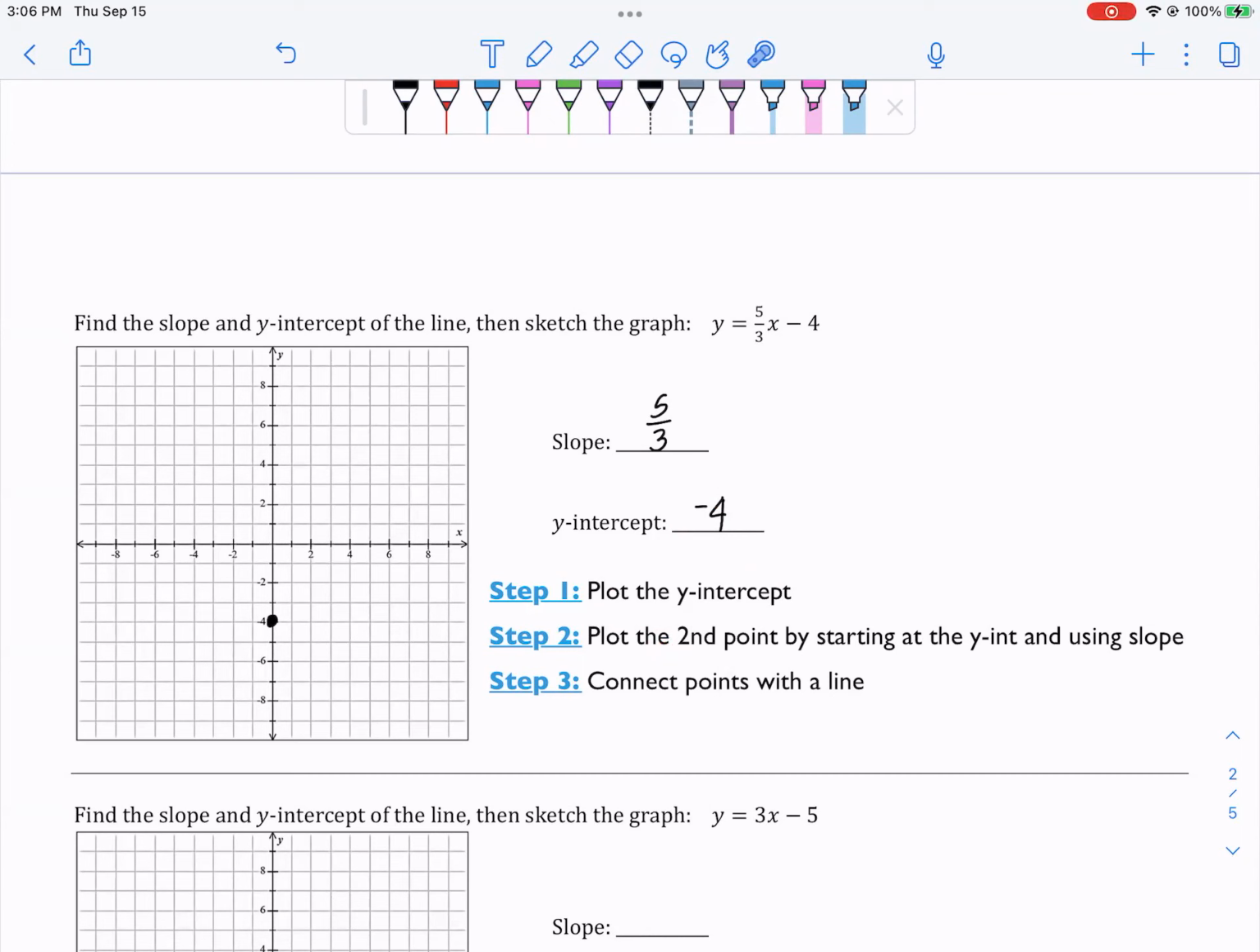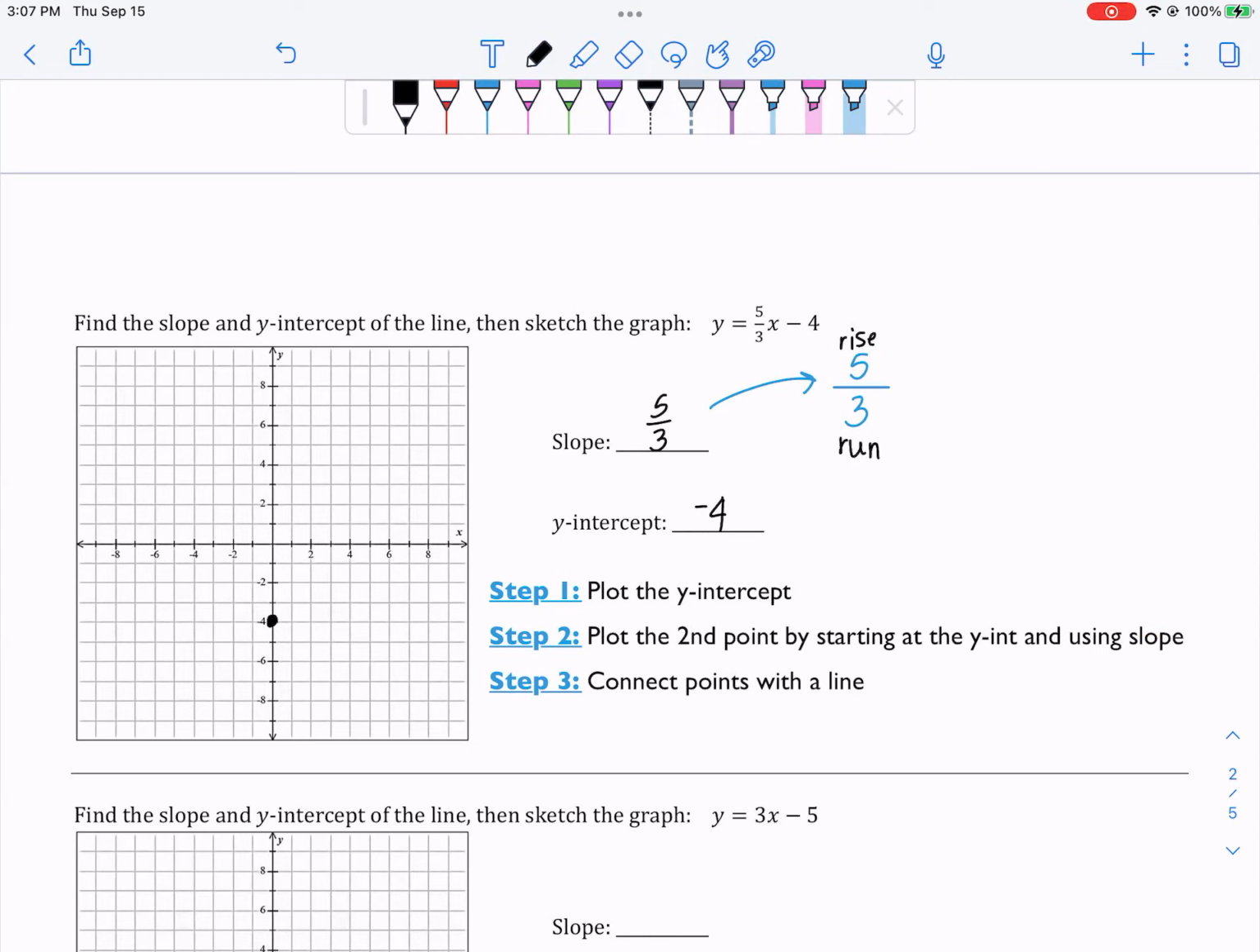Second, plot the second point by starting at the y-intercept and using slope. And when I say use slope, here is what I mean. If we have slope as 5/3 and it is rise over run, that means the rise number is in the numerator. So this is rise 5. This is the rise. This is the run.